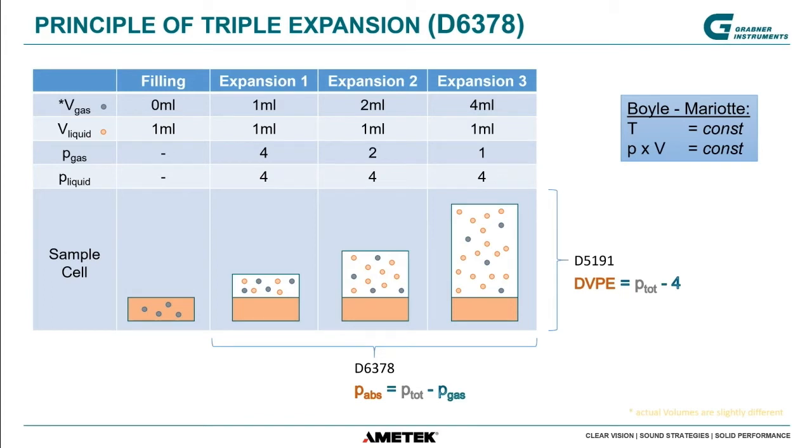I have mentioned the 5191 standard, which gives you the dry vapor pressure equivalent. And the dry vapor pressure equivalent is basically the total pressure measured in a closed chamber with 1 milliliter of liquid and about 4 milliliter of vapor space, and it subtracts a number of roughly 4 kPa. It's 3.78, but why is this number subtracted?